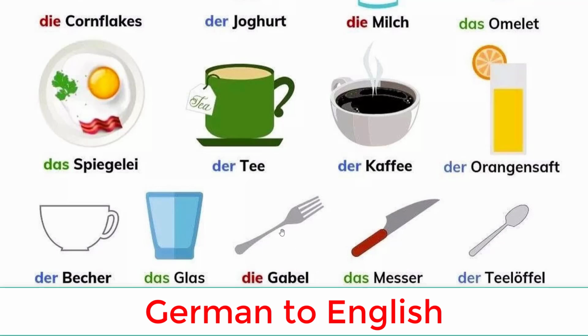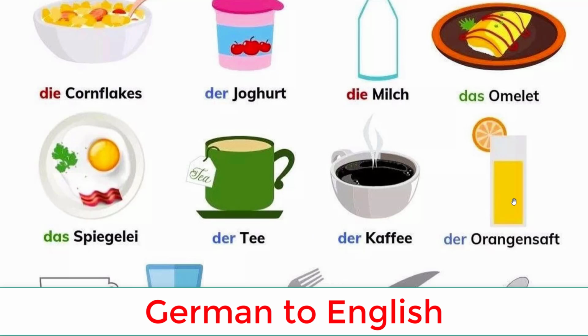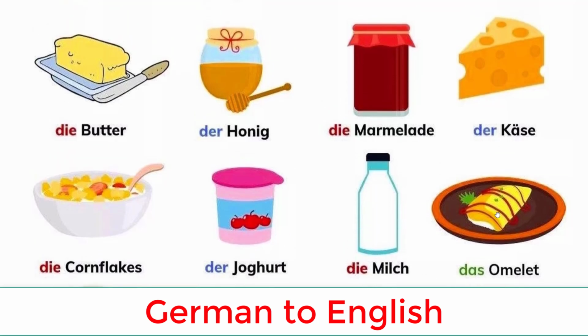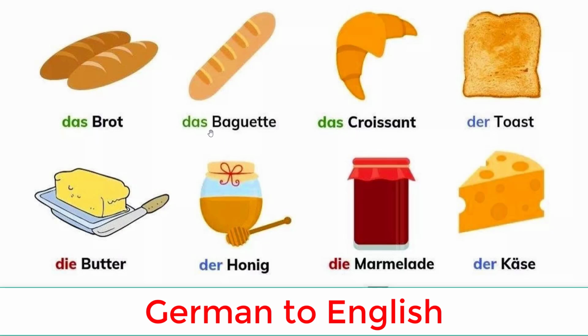Das Messer, knife. Die Gabel, fork. Das Glas. Der Becher, cup or a mug. Der Orangensaft, that means orange juice. Der Kaffee, der Tee. Das Spiegelei, that means fried egg. Die Cornflakes, der Joghurt, die Milch, das Omelette, der Käse, die Marmelade, der Honig, die Butter, das Brot, das Baguette, das Croissant, der Toast.